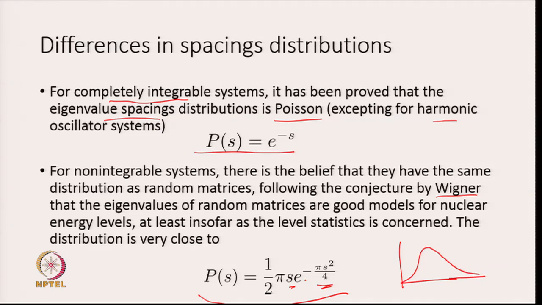Okay. So you have a distribution which is Poisson, or just a decaying exponential, or a Wigner distribution, and the conjecture was that for integrable systems one would find Poisson, for chaotic systems you would find the Wigner distribution.